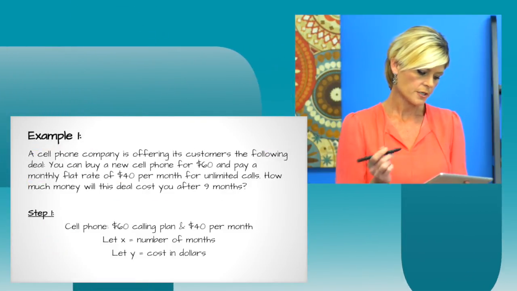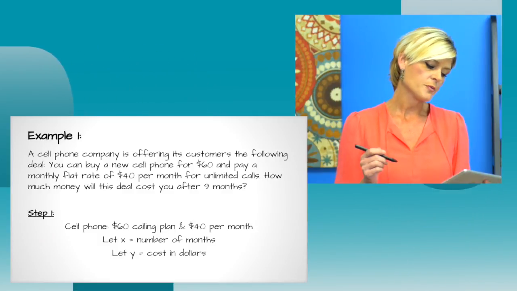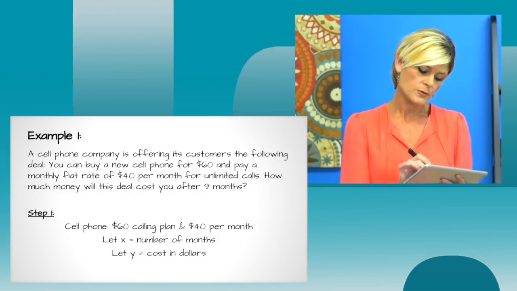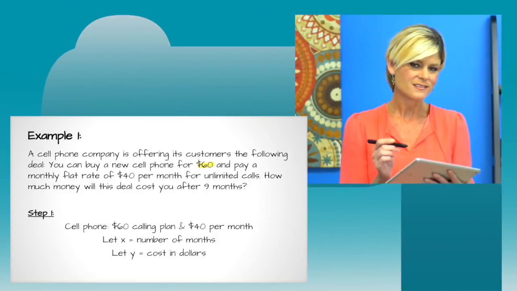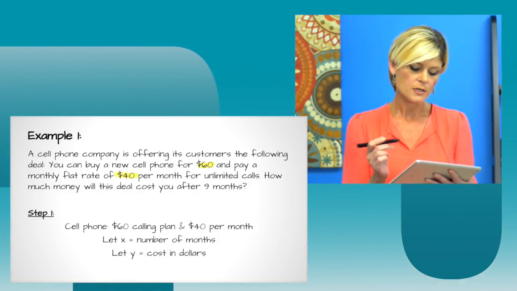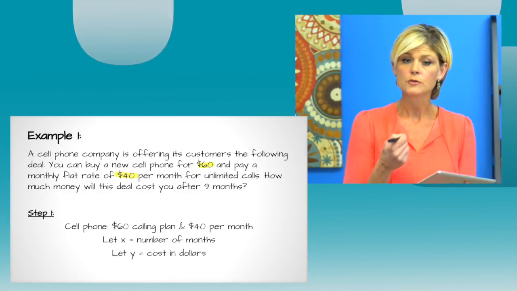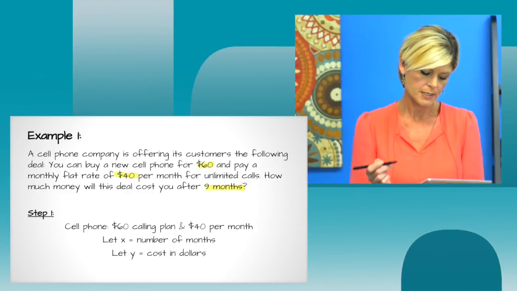All right, let's get started with an example. A cell phone company is offering its customers the following deal. You can buy a new cell phone for $60 and pay a monthly flat rate of $40 per month for unlimited calls. How much money will this deal cost you after 9 months?